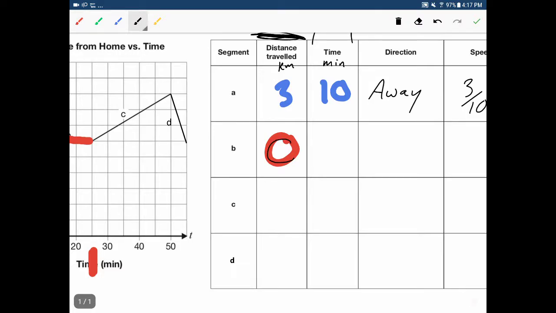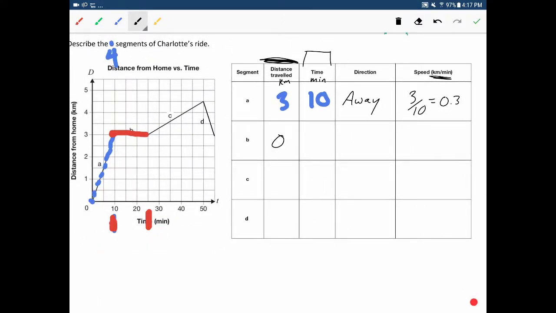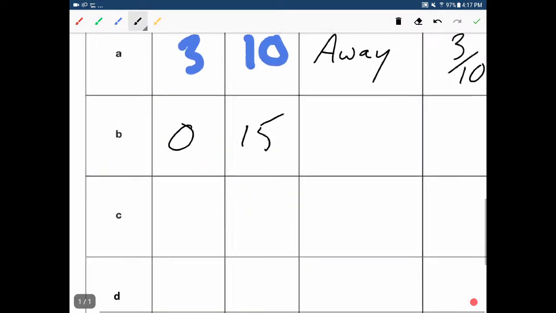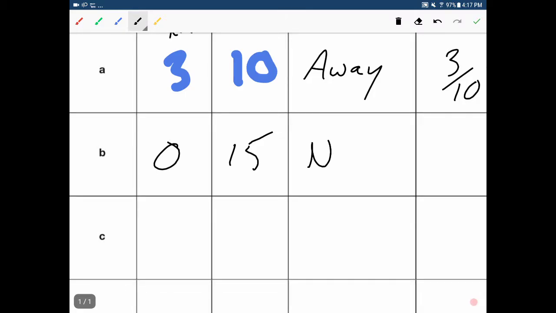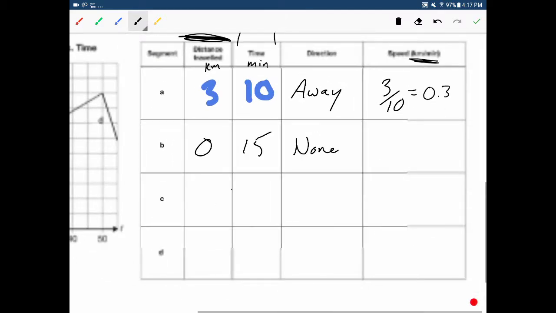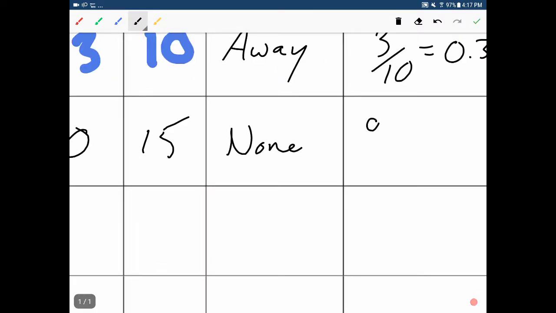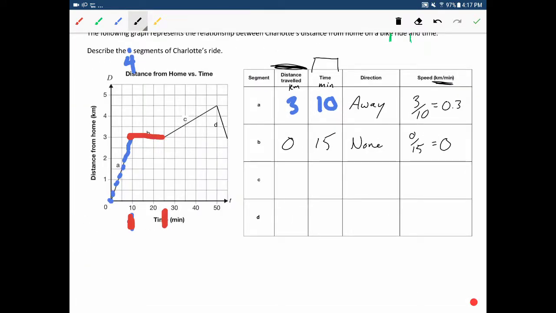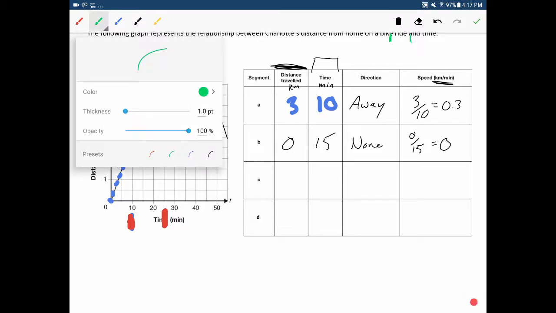So 0 kilometers she's traveled. So in other words, she's sitting there in the same spot. She's not going anywhere. So 15 minutes pass and she hasn't done anything. So what direction is she headed? None. She's not going anywhere. And so what's her speed? Well, it would be 0 over 15, which of course just equals 0. So she has no speed. She's stationary.